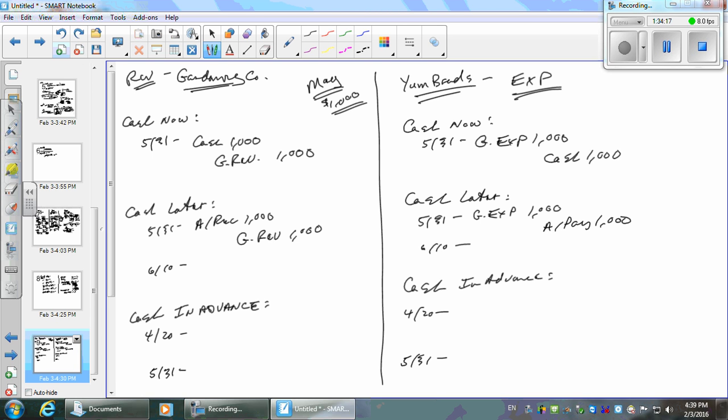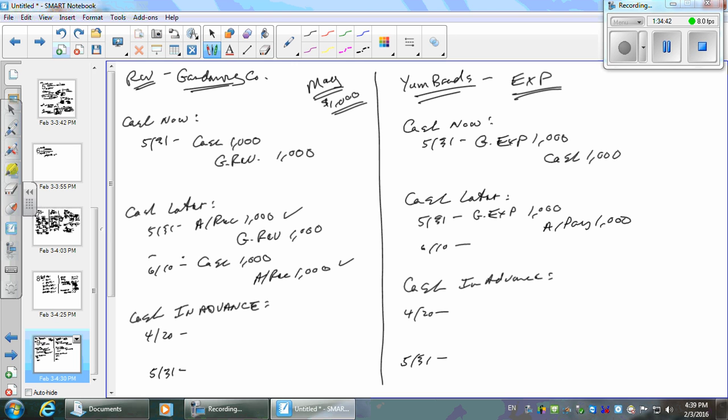Okay, then what happens is it gets paid on June 10th. What do they pay us with if we're the gardening company? Cash. You debit cash, don't you? What don't you have anymore? Accounts receivable. Fantastic, right? We're done. These two, accounts receivable, cancel out, and all that's left is debit cash, credit gardening revenue, huh? Just like it's been a cash deal.